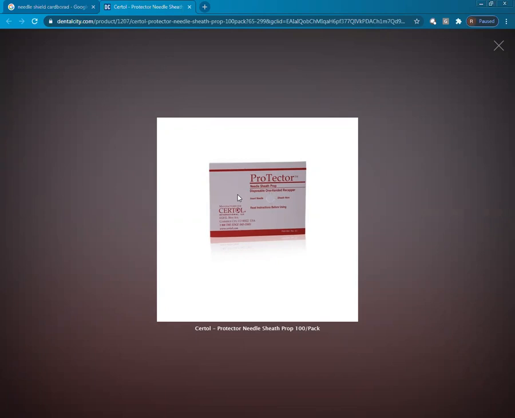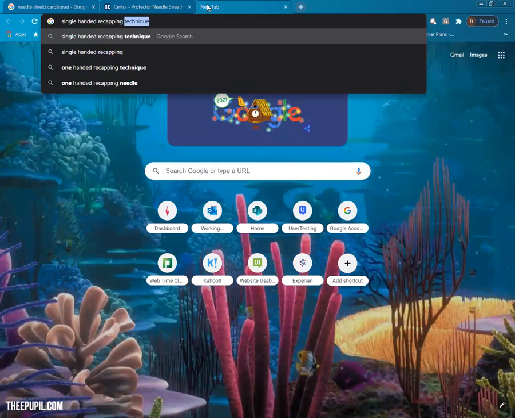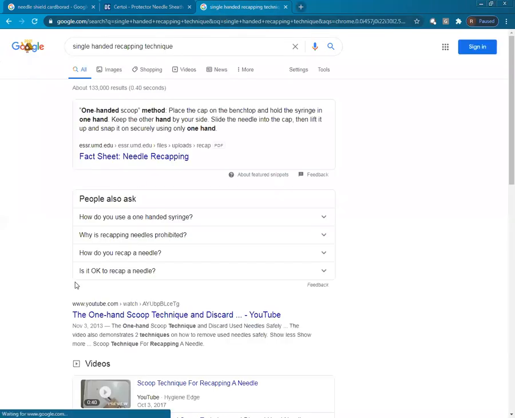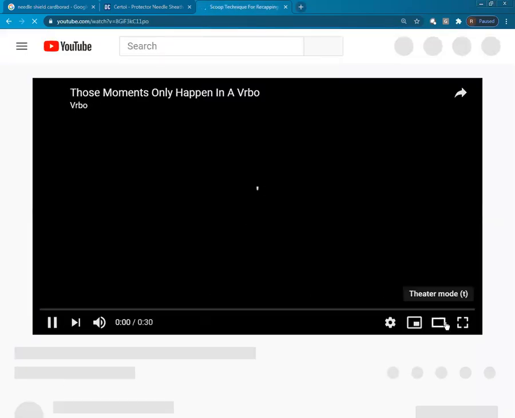We like to do the one-handed recapping method anyway. You don't ever want to do the two-handed recapping method. Let's find out what that is. This is the single-handed recapping technique.